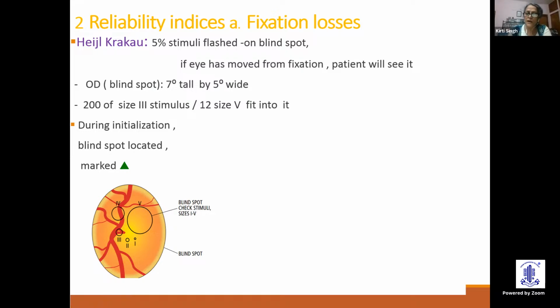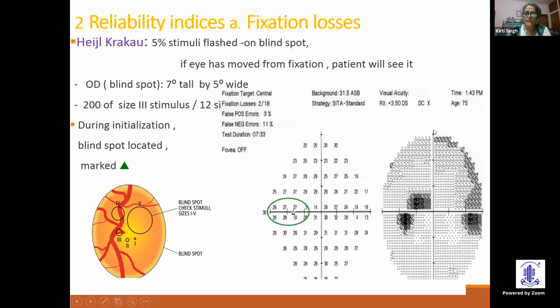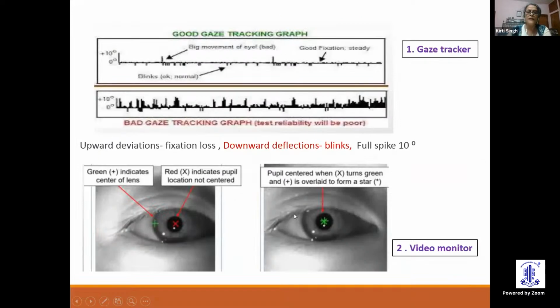The important thing to understand is that the blind spot charting is done after initialization. Therefore, the machine will formulate the hill of vision based on that and the foveal threshold. This is the blind spot. Often the examiner will hide which eye it is, so you will look at the blind spot, and in the raw data, you will have this triangle. This blind spot is always marked by a triangle. Second thing, it can be tracked with the gaze tracker.